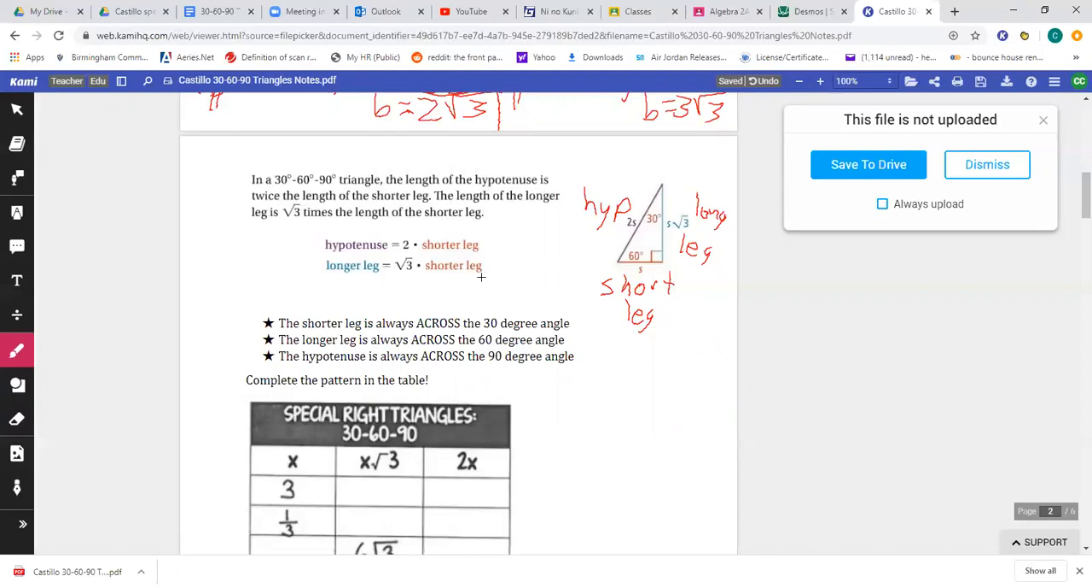Just like a 45, 45, 90, if you remember, to go from the leg to the hypotenuse, we multiply by root 2. However, to go from the hypotenuse to the leg, we divide by root 2, right? So the same rules kind of apply here. So if I want to go to hypotenuse to short, no, sorry, my bad. I erased that, or don't copy that.